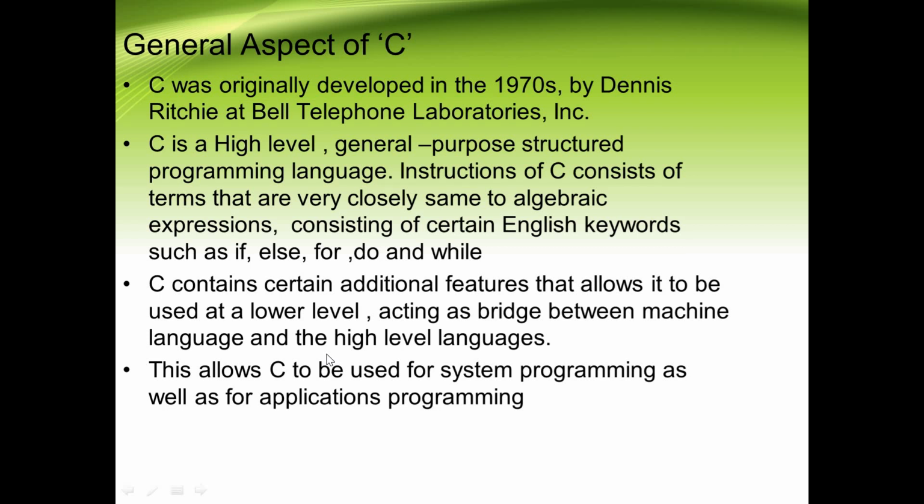Here are some general aspects. C was developed by Dennis Ritchie in 1970. It is a high-level language, a general-purpose structured programming language. It contains algebraic expressions and consists of certain English keywords like if, else, for, do, and while. This all we are going to study later in our series. C contains certain additional features that allow it to work at a lower level. It works as a bridge between machine language and the high-level language.